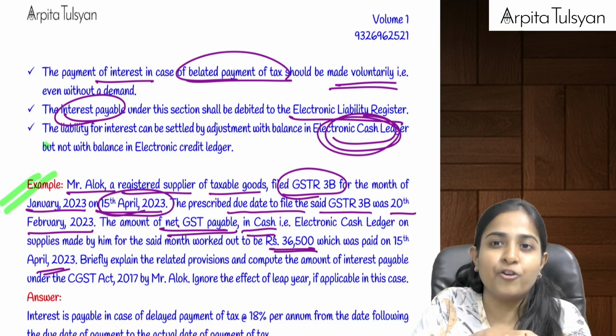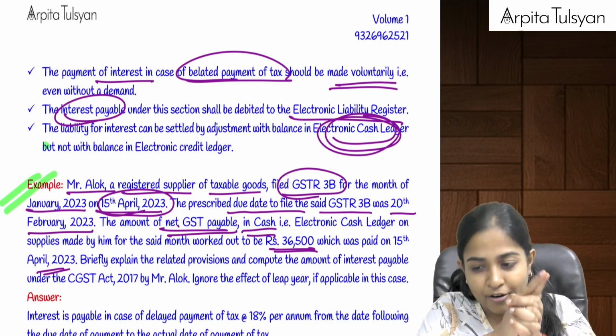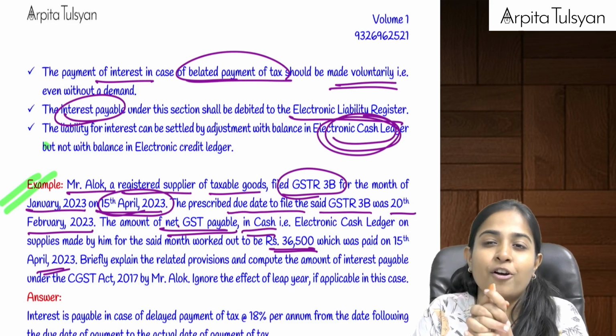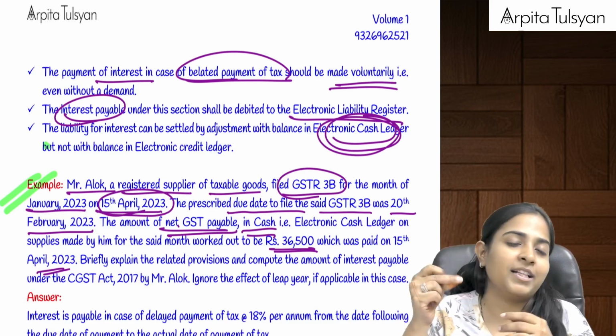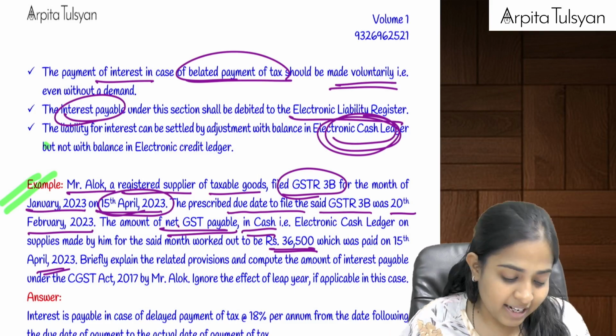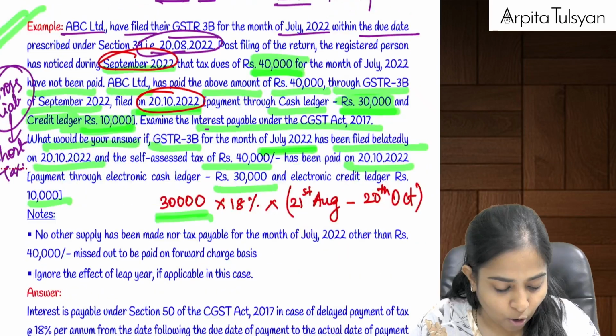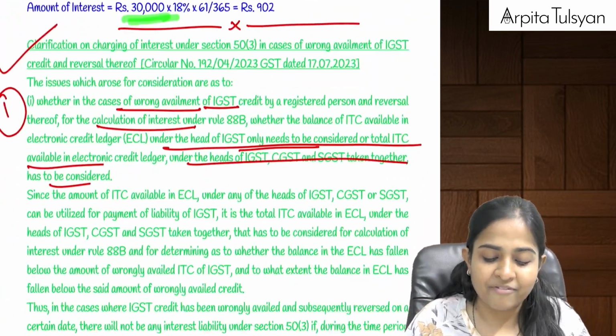But still if you have done it, then first thing is you have to pay it back to the government. And second thing is, for the period for which you have wrongly utilized it, for that period you have to pay the interest to the government. Okay, interest rate in all the cases remains the same, that is at the rate of 18%. I hope I am very clear with this.